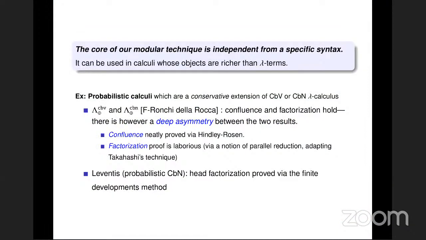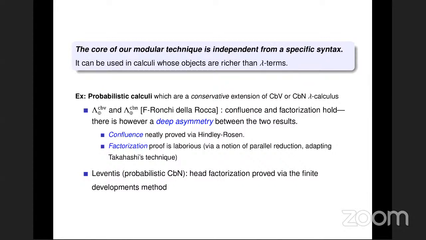The core of the technique, in fact, is independent from the specific syntax. It becomes extremely simple when you work with lambda calculus, but the core technique, the condition to factorize a relation which satisfies the linear swap, their union factorizes, holds independently from the structure. So also in calculi where the objects are much richer. The last example I want to give is the one of probabilistic lambda calculus. There is a recent direction for calculi which are a conservative extension of call by value and call by name lambda calculus.